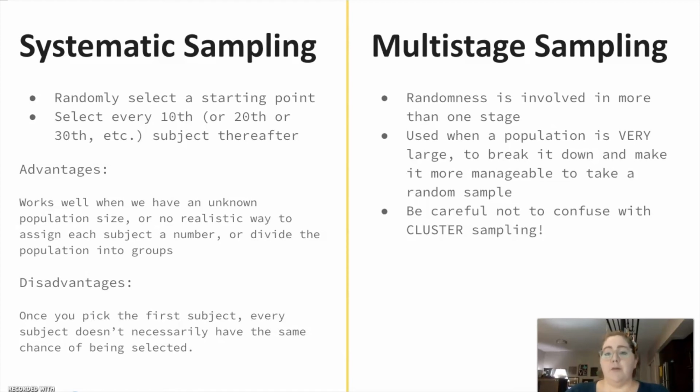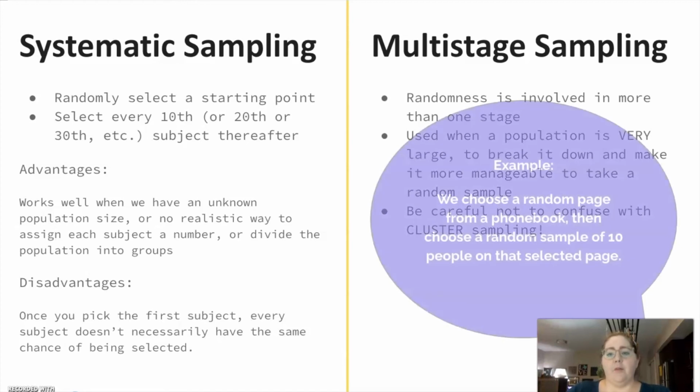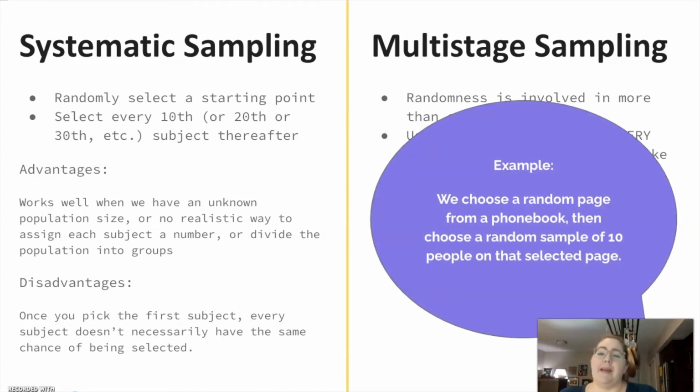So just to throw back to our cluster example with the phone book, multi-stage would be: I choose a random page from a phone book, and then I choose 10 random people from that page. Remember, cluster is I choose a random page and then use everybody on that page as my sample. But multi-stage means I'm adding another step or stage of randomness. I choose a random page and I pick 10 people from that page, right? So that becomes multi-stage because I have an extra stage of randomness.